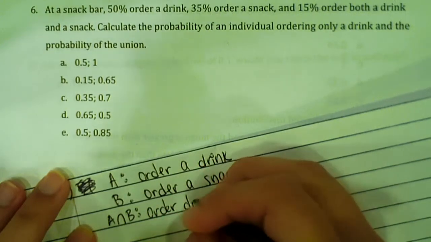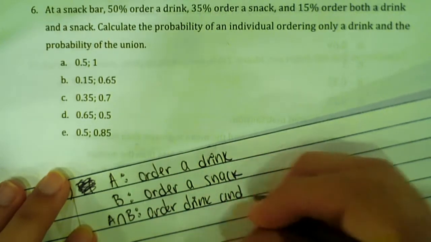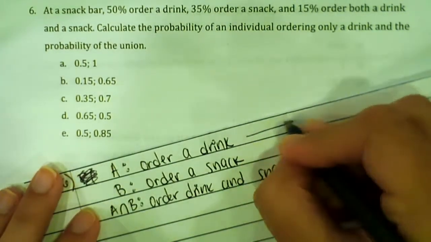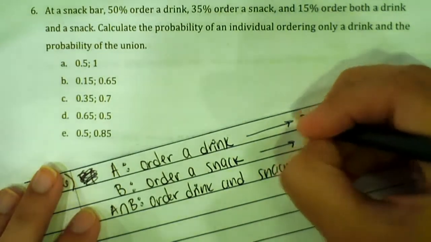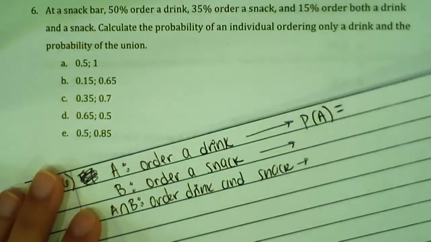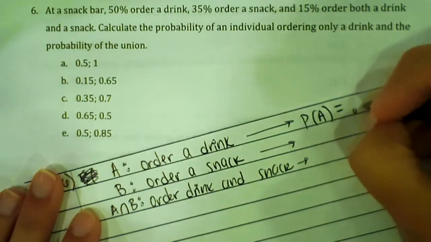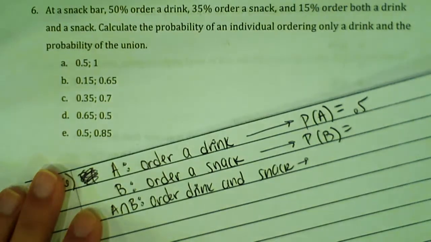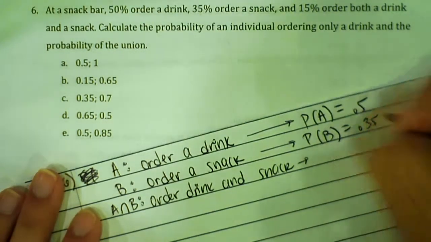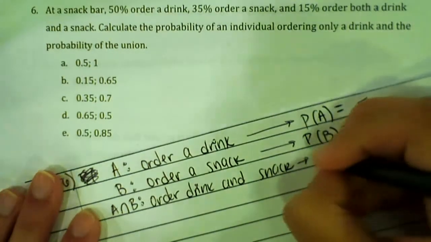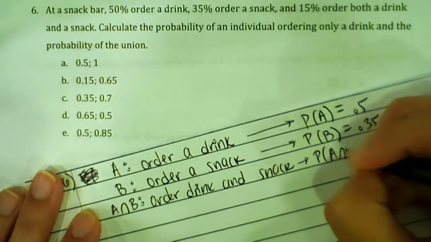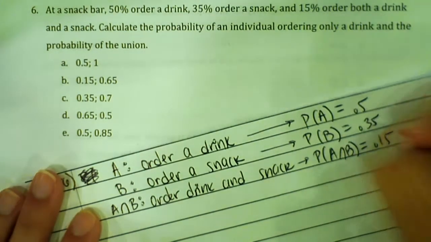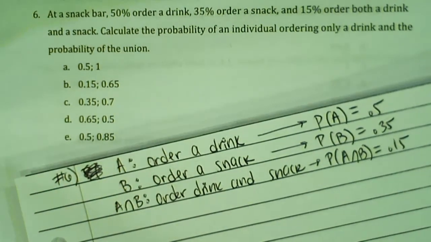Order drink and snack. Okay. And then we know the probability of A, we are given to be 0.5. Probability of B, we are given to be 0.35. And then we're saying the probability of the intersection is 0.15. Okay, so now what is it asking?